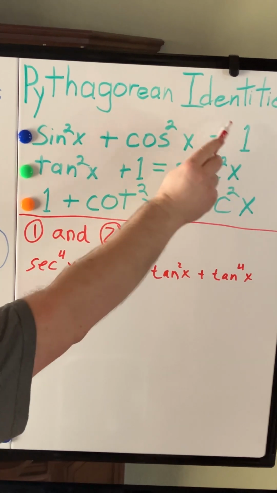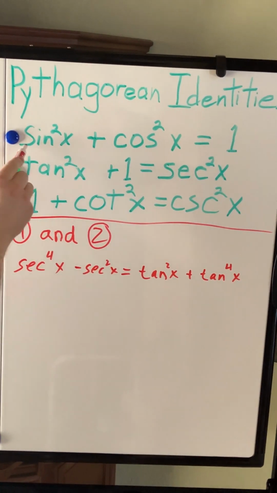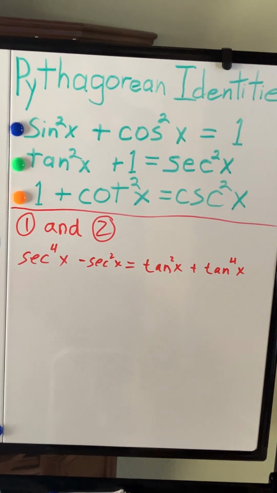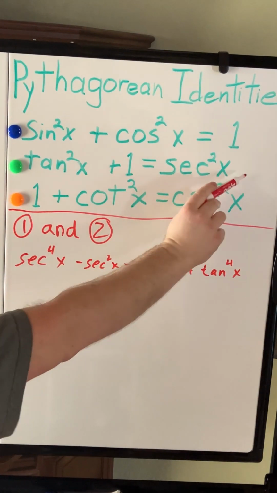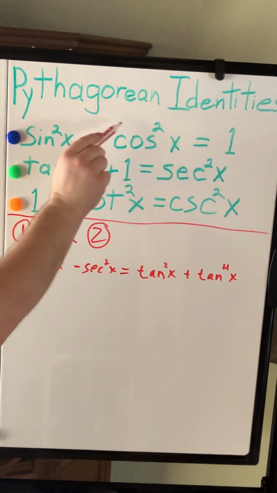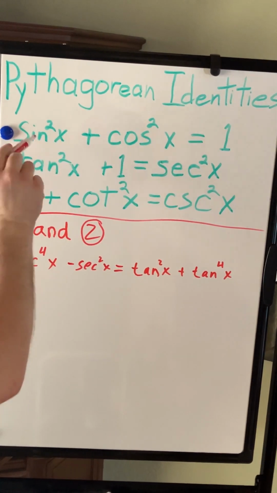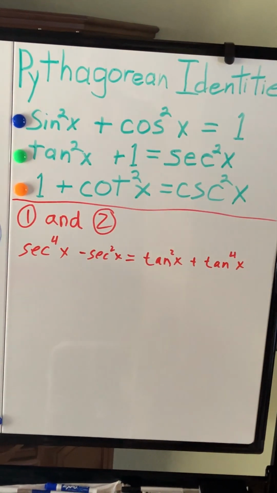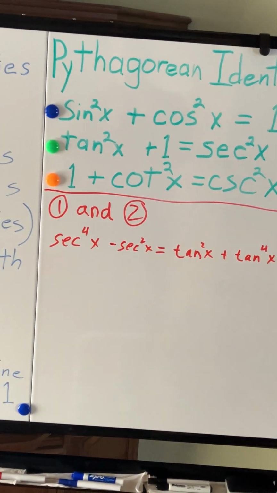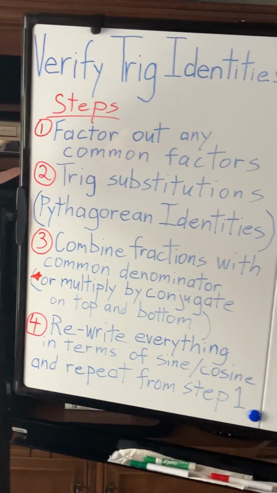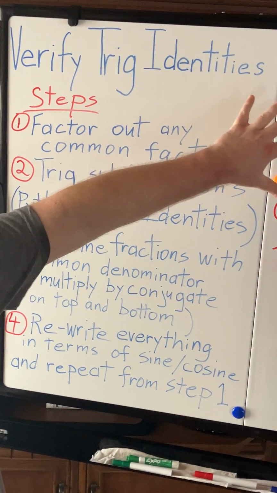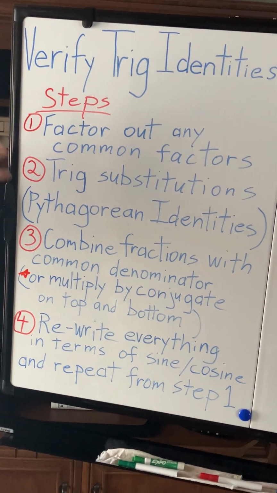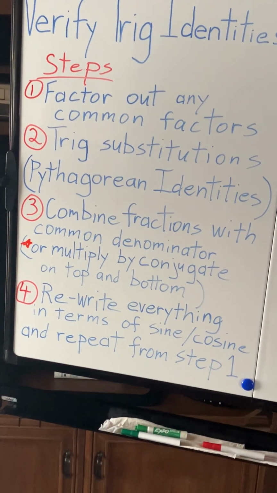Sine squared plus cosine squared equals 1. If I divide each of these terms by cosine squared, I will get this second equation. If I divide each of these terms by sine squared, I will get this third equation. So with step number 2, you're just looking to see if there's any substitution you can make that will simplify your problem. And I'll show you an example with that.